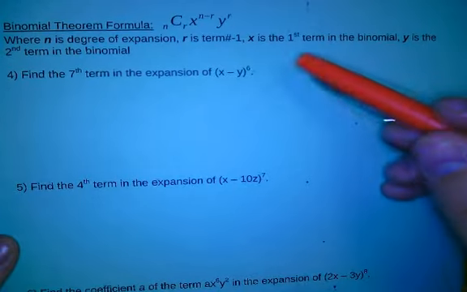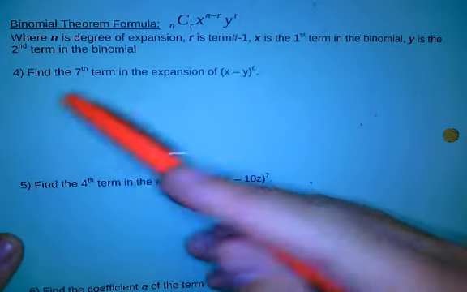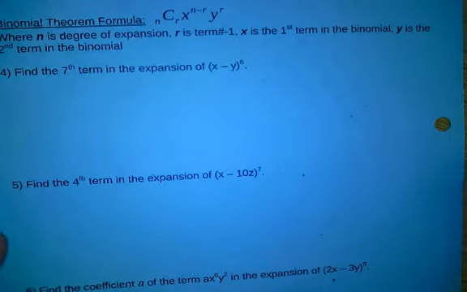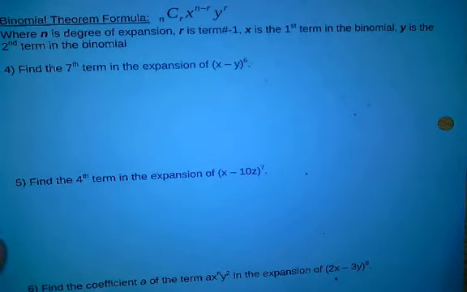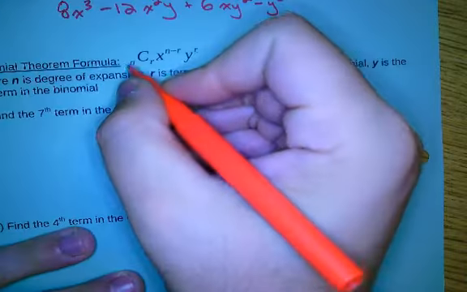So, let's just go through this. I'll talk about this formula in just a second here. Find the seventh term of the expansion. So that means I have to do the entire Pascal's triangle and then go through that. There's a trick. There's a formula right here.